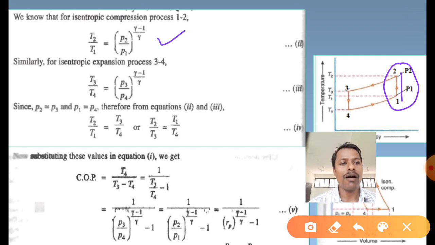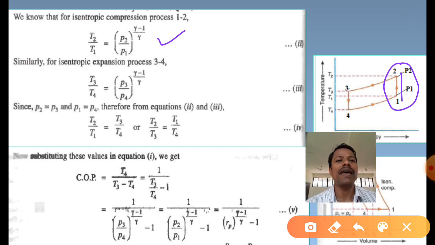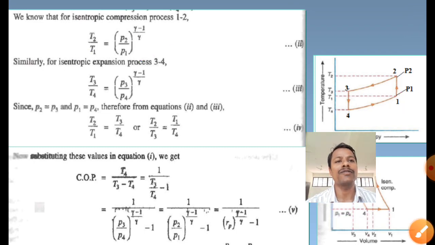How this law is arrived at, or how this law is developed, we have discussed already in the gas power cycles. According to the isentropic law for temperature and pressure in an isentropic process, if I apply it, T2 by T1 is equal to P2 by P1 bracket raised to the power gamma minus 1 divided by gamma, where gamma is Cp upon Cv.